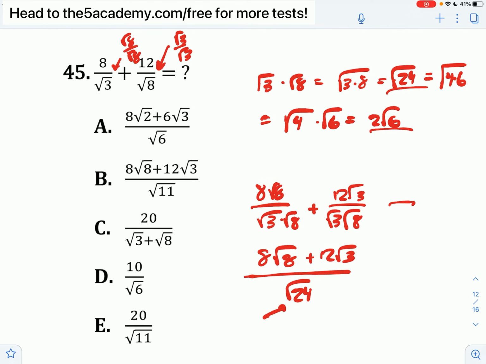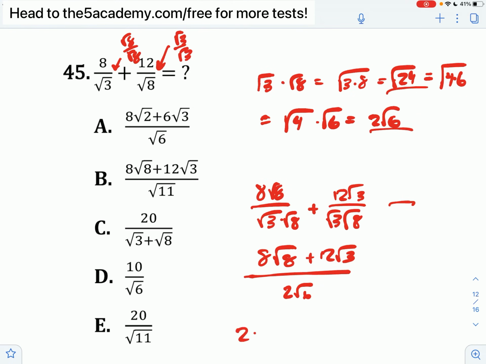The thing is, I need to simplify the denominator and the numerator by canceling out this, replacing this with this right here. Okay, so let's do that. Square root of 24 is actually 2 square root of 6. And the other thing is square root of 8 can be reduced to square root of 4 times square root of 2, which is 2 square root of 2. Okay, so let's adjust that as well.